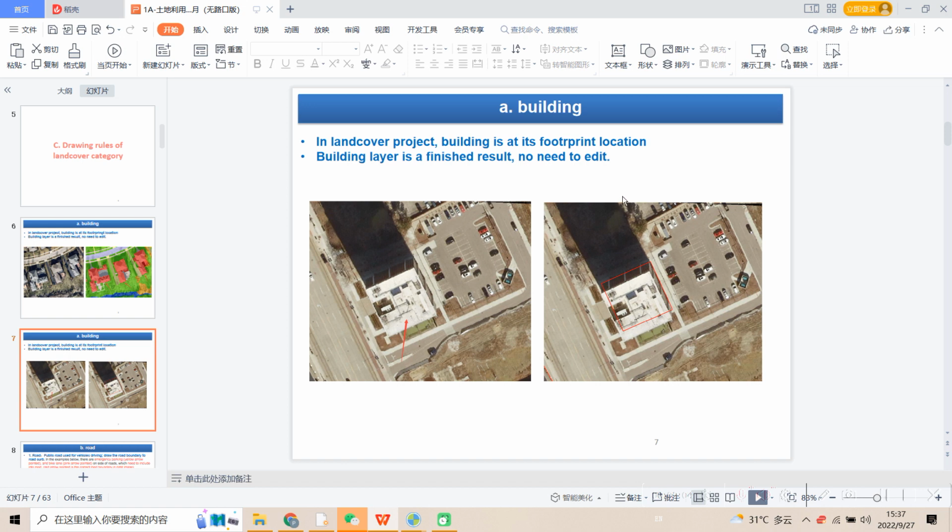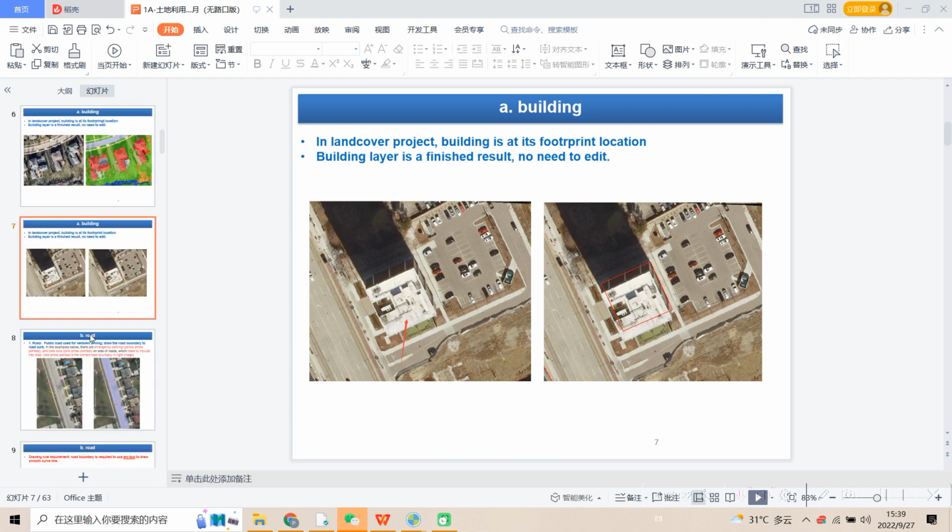Let's take a look at building first. In the Landcover project, you will see the building is at its footprint location, and the building layer is a finished result. There's no need to edit. You will now see the wall has been dragged, so the building will be at its footprint location.